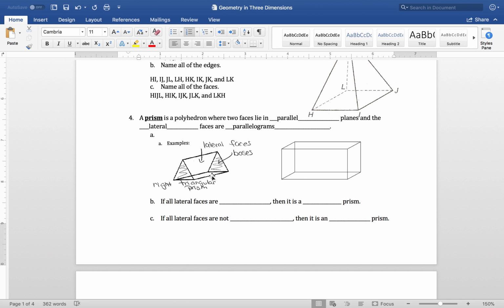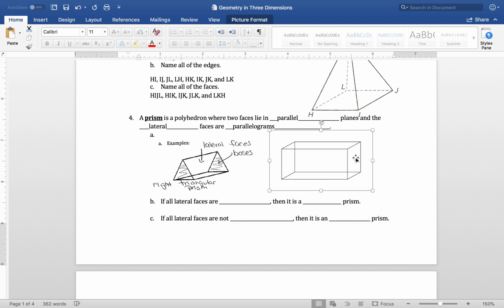The lateral faces are the ones going around the middle, and this one's a special one because instead of just being a parallelogram, they're actually rectangles, and I'm going to talk about that in a second. The lateral faces are the middle. The bases I have shaded are triangles. I haven't got to what it means to be right yet. I'll get there in a second, but we call this a triangular prism. The bases are triangles, and it's a prism because it has 2 bases. That's what we mean by the 2 faces that lie in the parallel planes.